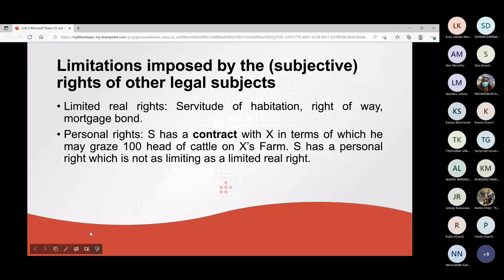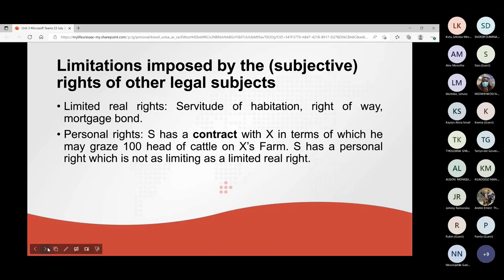Now, an example of a personal right. Remember, a personal right is different from a personal servitude. Remember to draw the distinction between personal rights and personal servitudes.